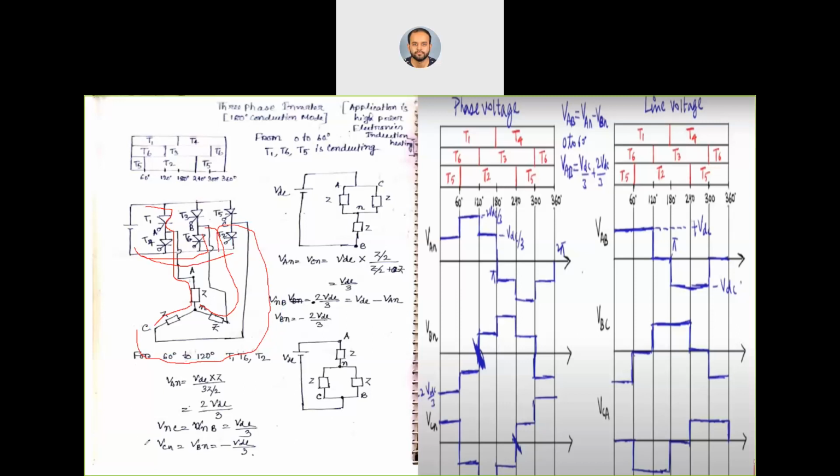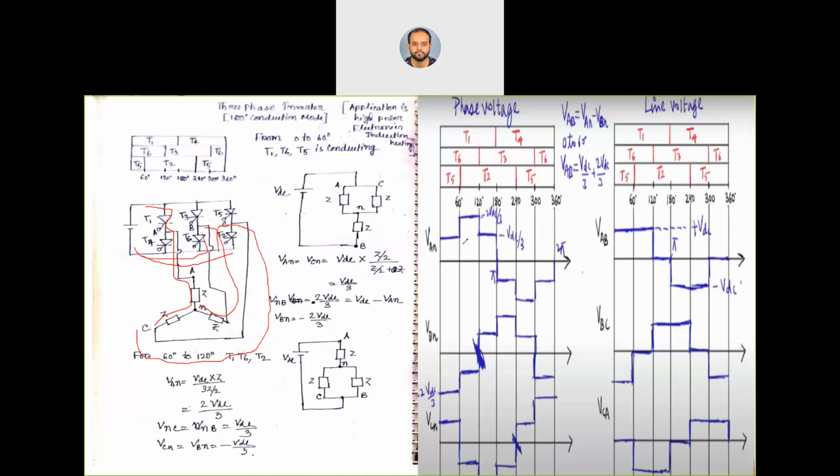So here we can see that if we find out VAN, that is equal to 2 VDC by 3, and VNC and VNB, both of them are the same. So VCN and VBN will be minus VDC by 3. So that will be minus VDC by 3 for VCN. Here also minus VDC by 3, and it will be 2 VDC by 3.